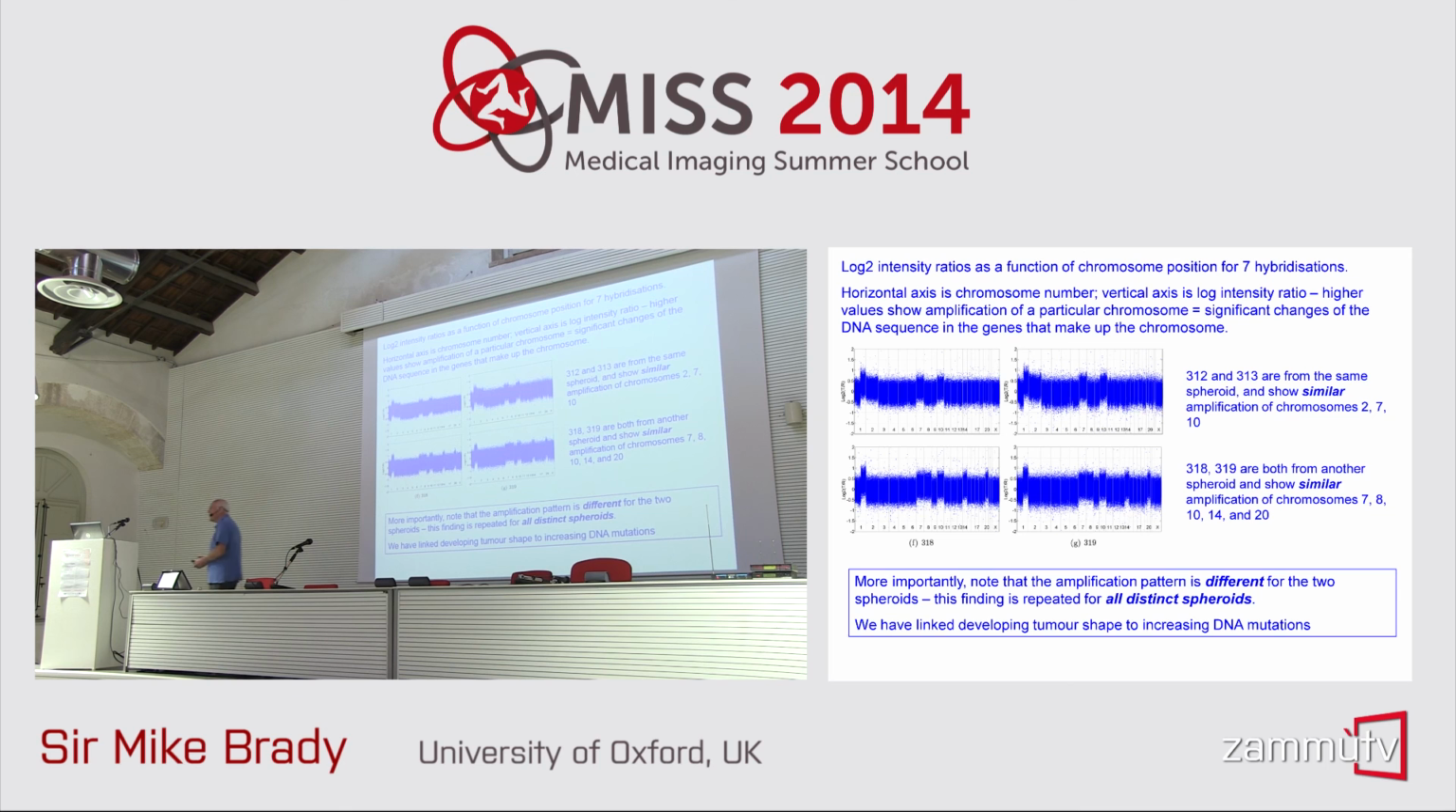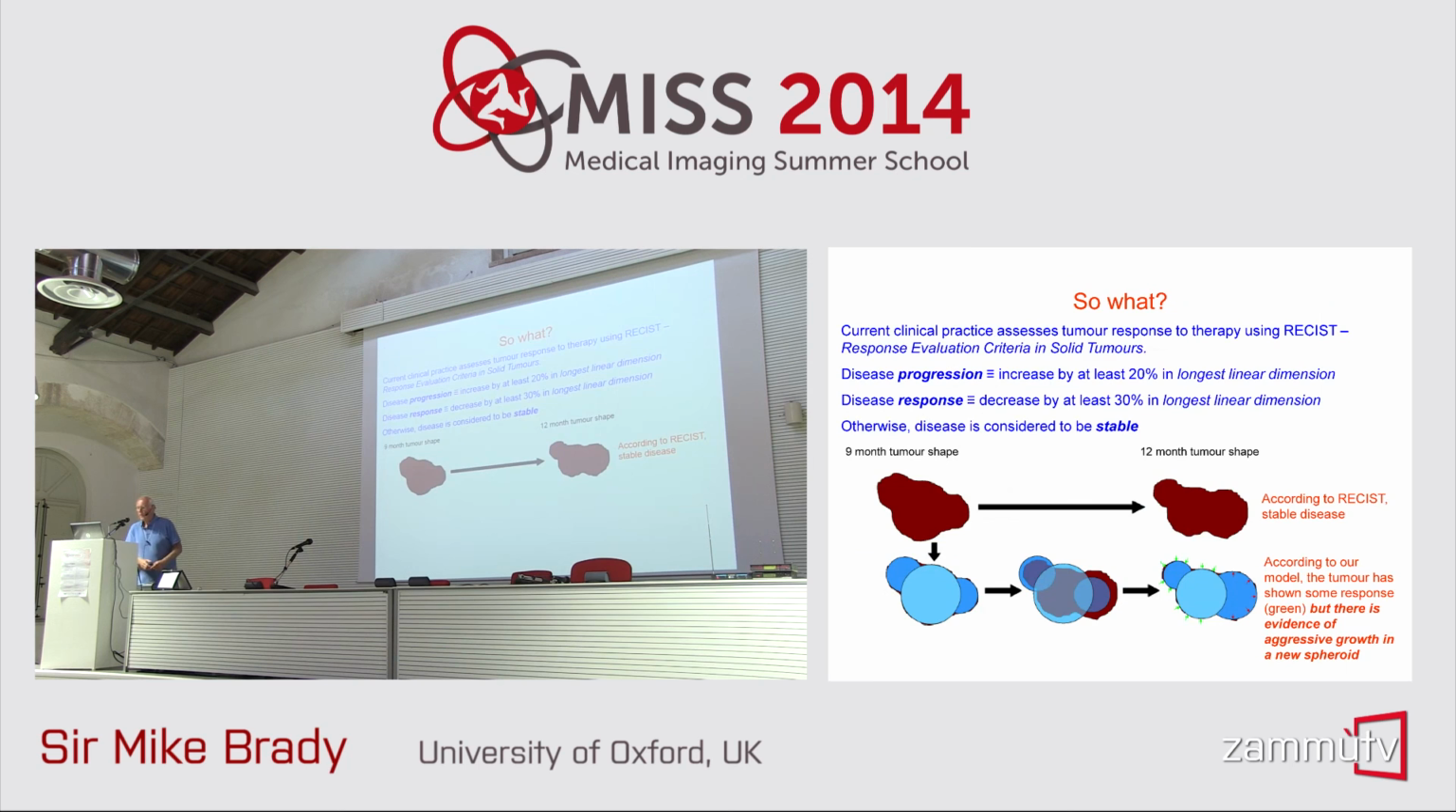So what? Well, what RECIST does is it says disease progression is increased by at least 20% in the longest linear dimension, right? And disease response is decreased by at least 30% in the longest linear dimension. So otherwise the disease is considered to be stable. So that's the tumor, that's the original 9-month tumor shape, that's the 12-month tumor shape. Stable disease, unequivocally stable disease.